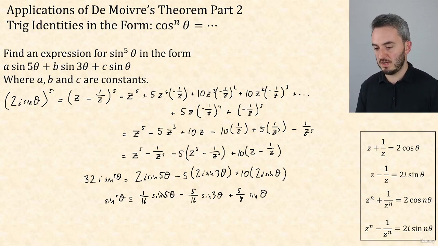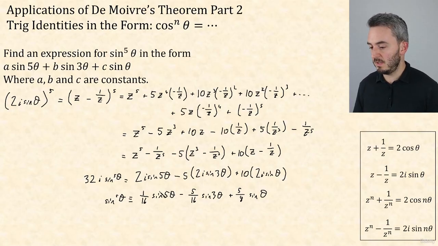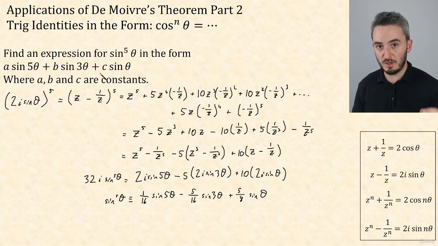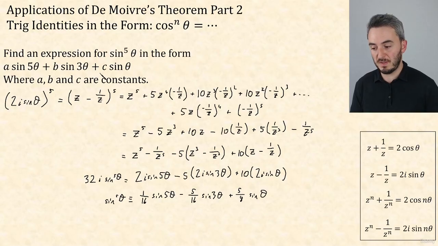Of course, I could factorize out a 16th if I wanted to make it pretty, but I actually wanted it in the form A sine 5 theta, B sine 3 theta, and C sine theta. My A is 1/16th, my B is minus 5/16th, and my C is 5/8. So really clever technique. And once again, we are using complex numbers to discover something which is not about complex numbers, which is just, I think, really satisfying.